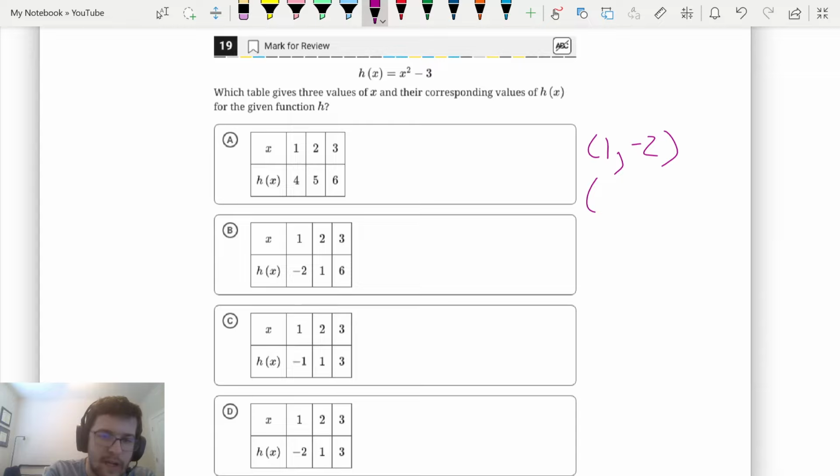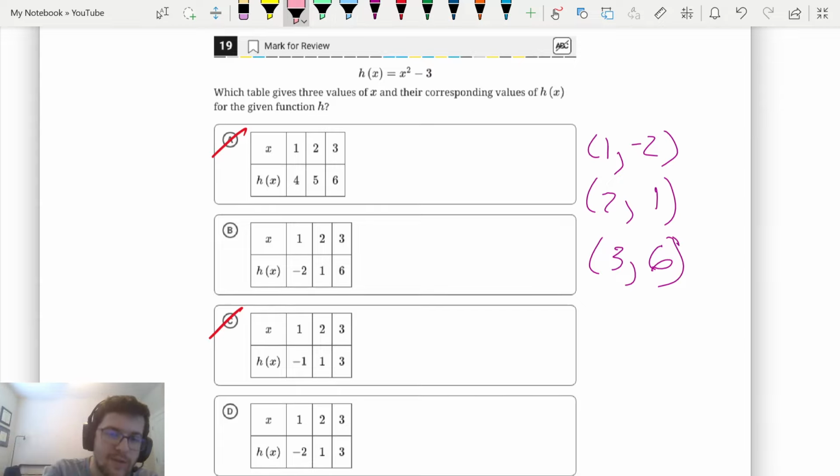Okay, right away, this one's wrong, and this one's wrong. 2, comma 1. They both have 2, comma 1. Let's do 3. So 3, comma 6. If I plug in 3, I get 6. 3 squared is 9, minus 3 is 6.